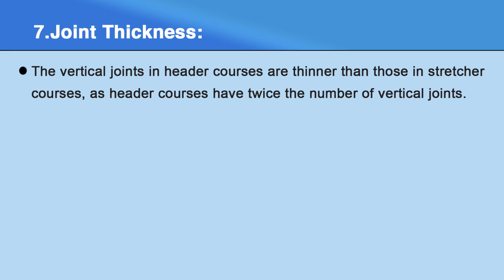Next is the joint thickness. The thickness of the vertical joints in header courses is generally less than in stretcher courses. This difference arises because the header courses contain twice the number of vertical joints as compared to stretcher courses. Thinner joints in the header course help to maintain the structural integrity of the wall, preventing the excessive use of mortar, which could otherwise lead to weaker joints.